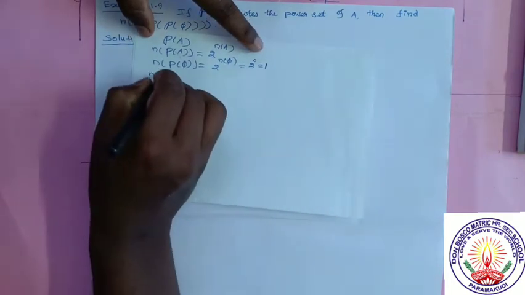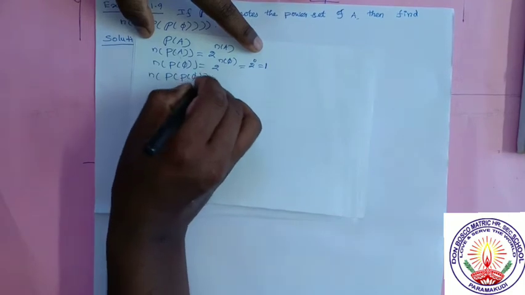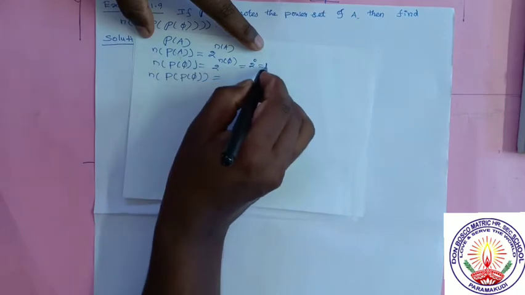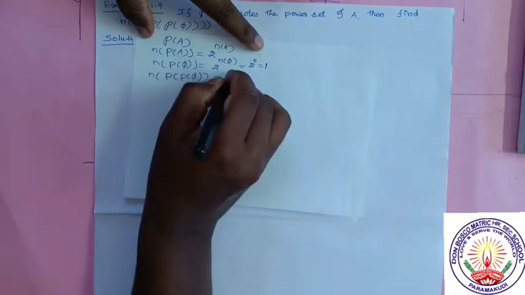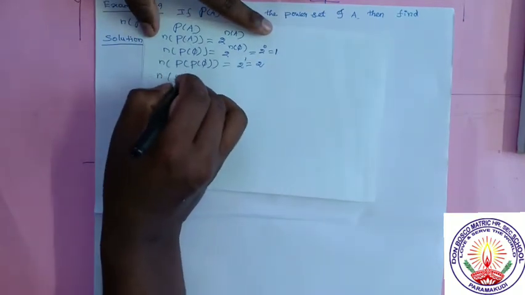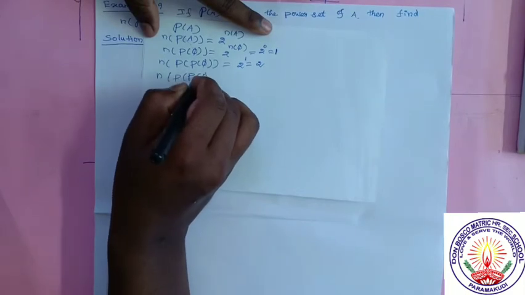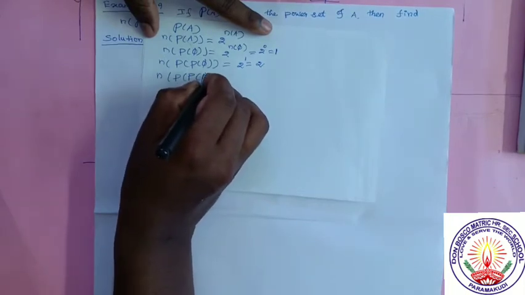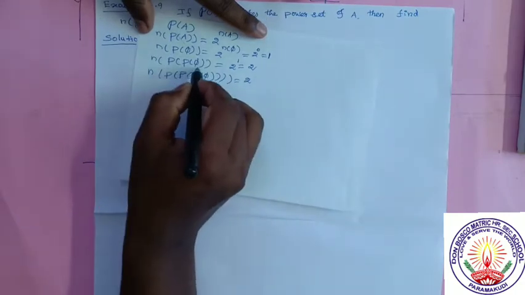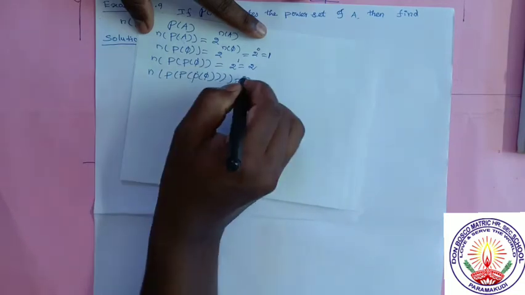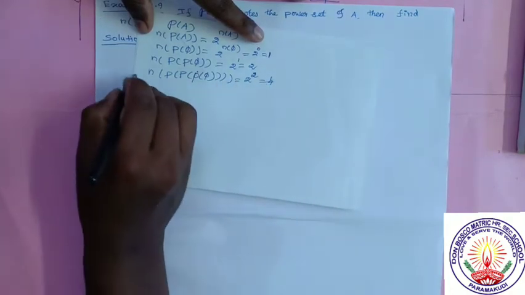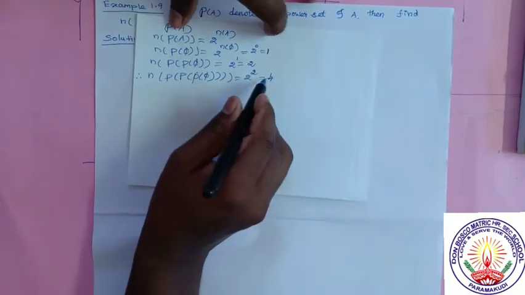When you take the power set again, since this set has one element, this set will have 2 power 1 elements. 2 power 1 is equal to 2 elements. Again take the power set, which is equal to 2 power, since the last set has 2 elements, this set will have 2 power 2, which is equal to 4 elements.